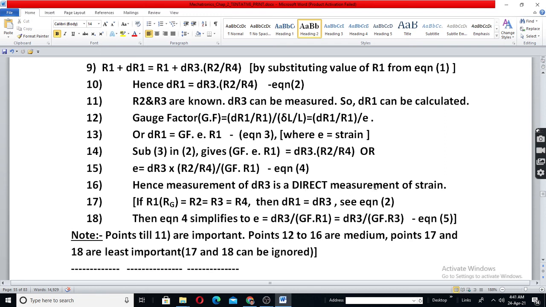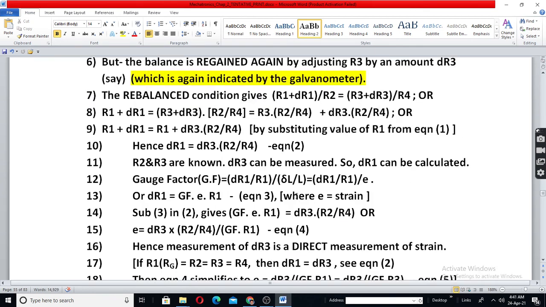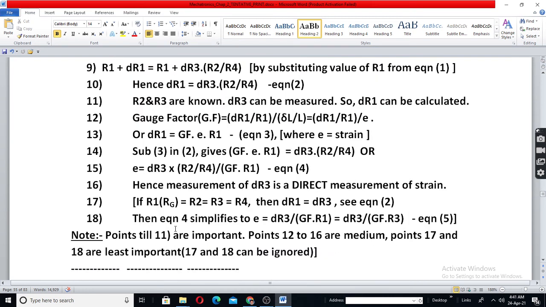If you want to measure strain, strain means delta L by L, you can get it. That is not necessary. Till here it is enough for you. See here.